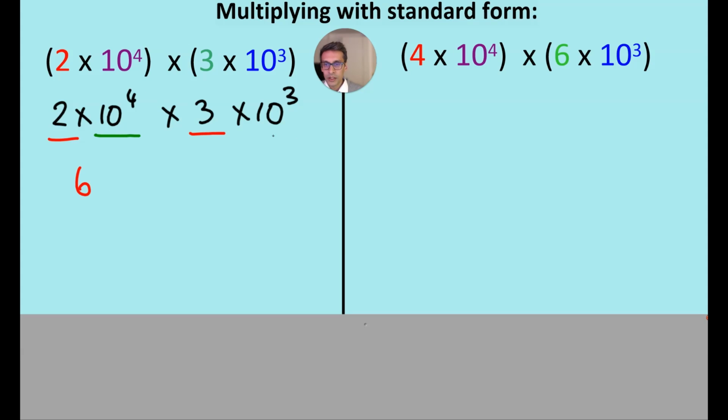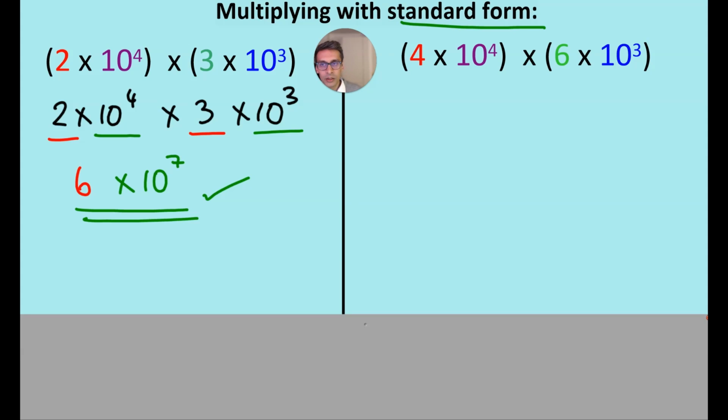And we're going to multiply the powers of 10 using laws of indices. So that's going to be times 10 to the power 4 plus 3, which is 7. This is in standard form, so we just stop. Nothing else to do here. The question on the right is going to look practically the same, but there's going to be a little bit of a change when we get towards the end.